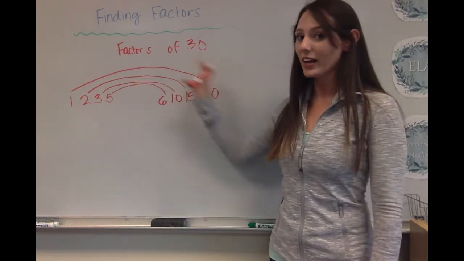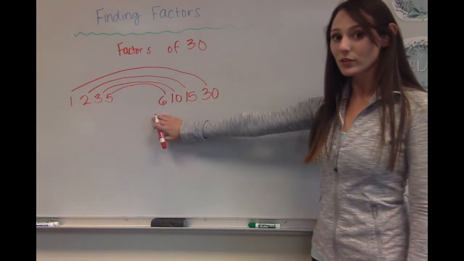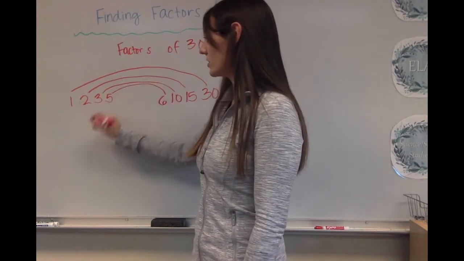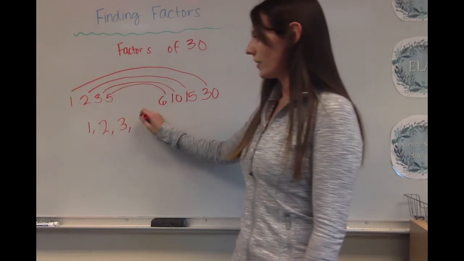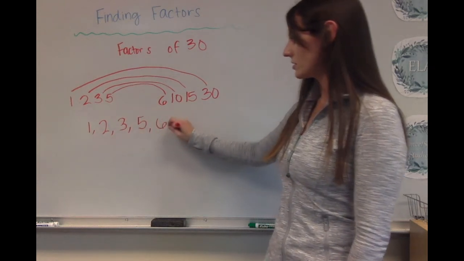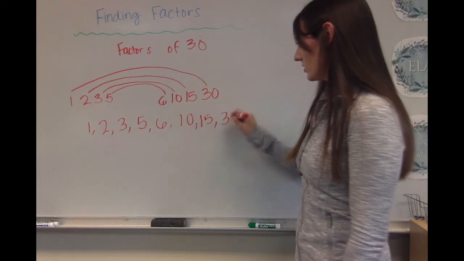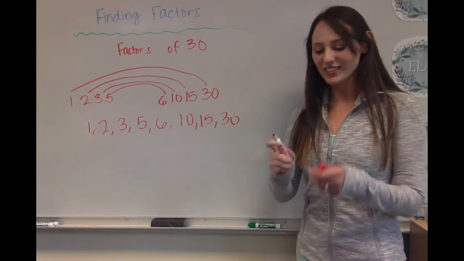So now you'll see I have my rainbow here. My next number would be 6, but it's included on my rainbow, so I am all done. Let's list out our factors of 30. 1, 2, 3, 5, 6, 10, 15, 30. Okay, that's how you find factors, guys.